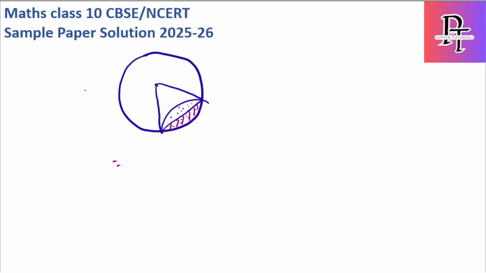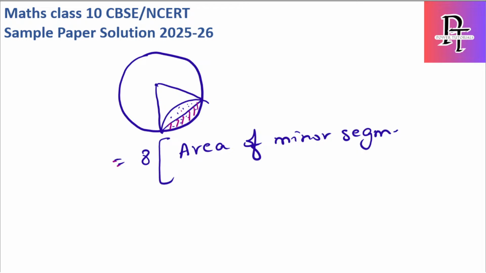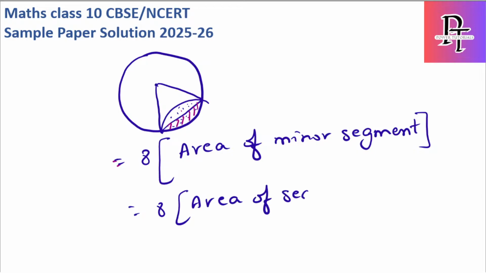So it is simply 8 times the area of the minor segment. So what is the area of the minor segment? Area of sector minus triangle. For 1 mark we need not write all this, but the same question can be asked for 2 marks also, so that's why I am writing all the formulas.